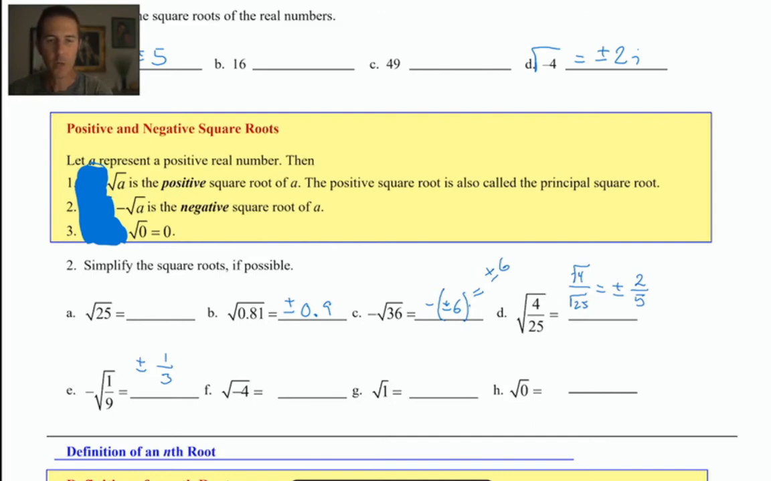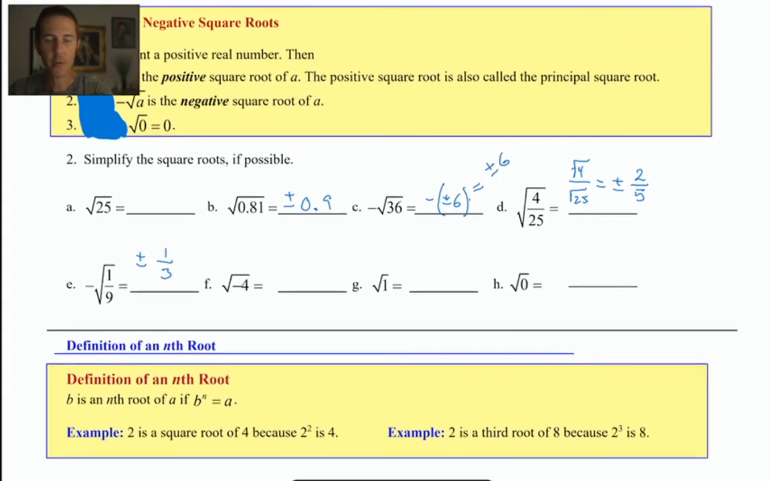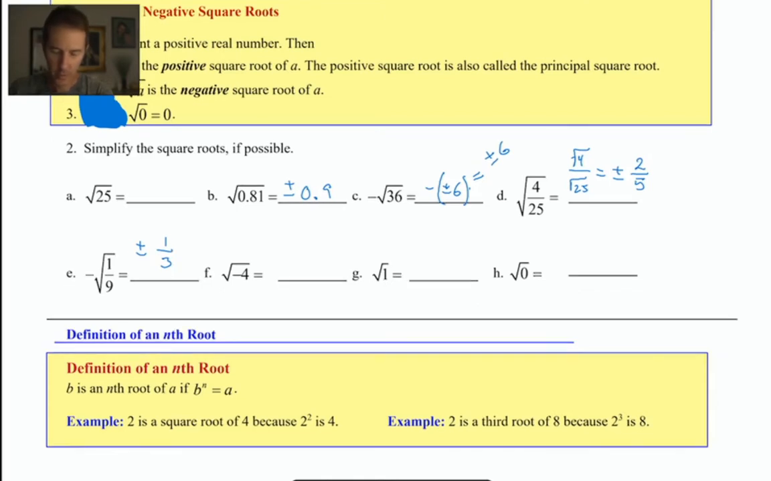In part F, and we're going to talk about this a little bit later in this video, we're taking the square root of a negative number here. I already said that in a subsequent course, your answer for this might be plus or minus 2i. In this course, in an intermediate algebra course, we're going to typically list our answer as undefined. At least in this course, the answer is undefined. You don't have to put plus or minus undefined.